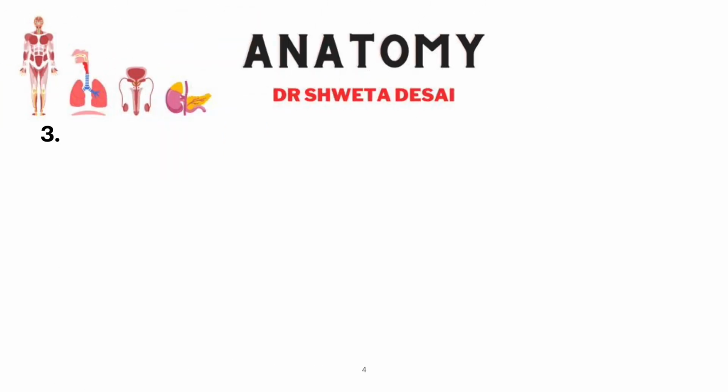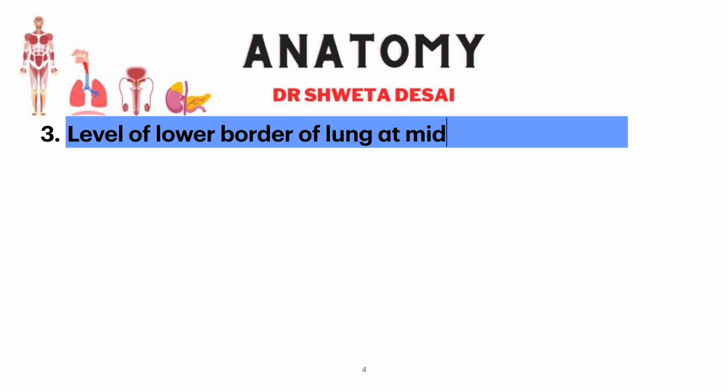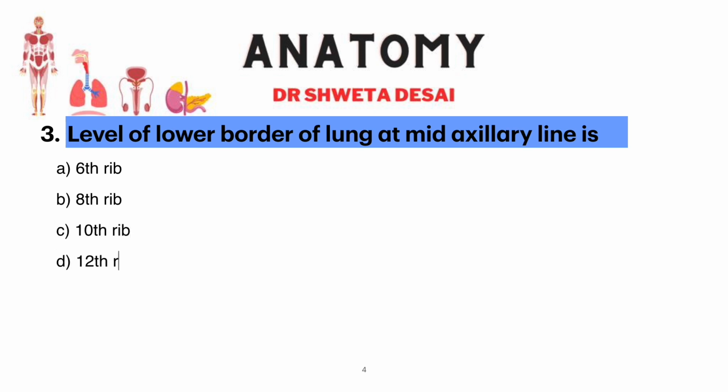Question number 3. Level of lower border of lung at mid-axillary line is A. 6th rib. B. 8th rib. C. 10th rib. D. 12th rib. The correct answer is option B. 8th rib.